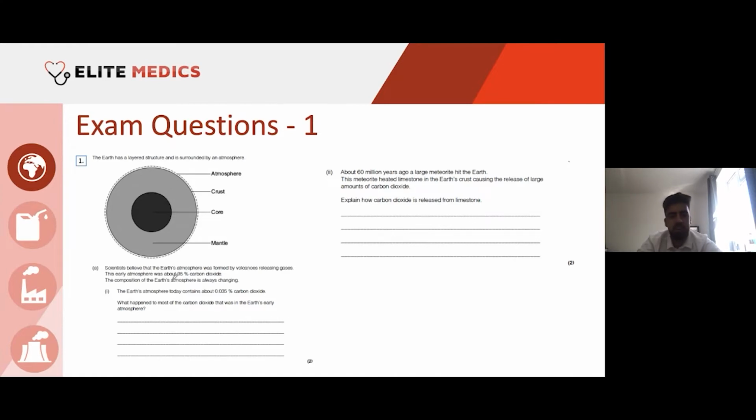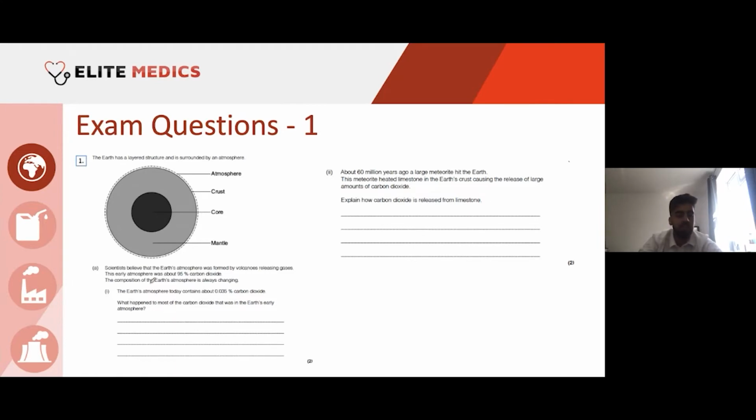Scientists believe that the Earth's atmosphere was formed by volcanoes releasing gases. This early atmosphere was about 95% carbon dioxide. So this wasn't the first one, but the second Earth's atmosphere. The composition of the Earth's atmosphere is always changing. The Earth's atmosphere today contains about 0.035% carbon dioxide. So what happened to most of the carbon dioxide that was in the Earth's early atmosphere?